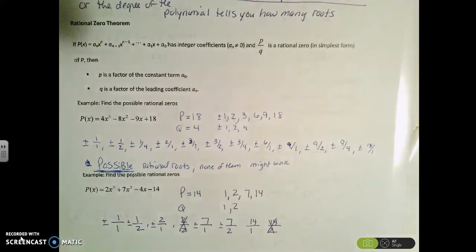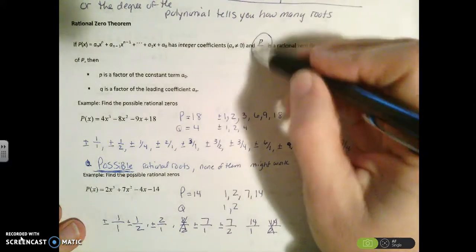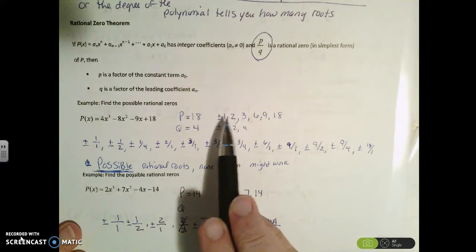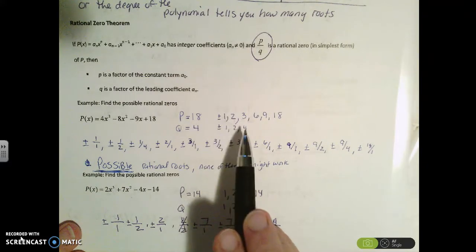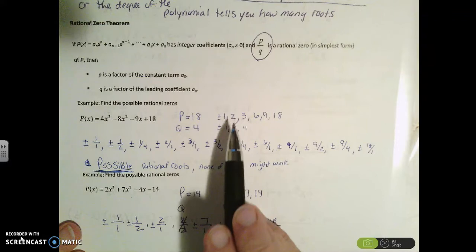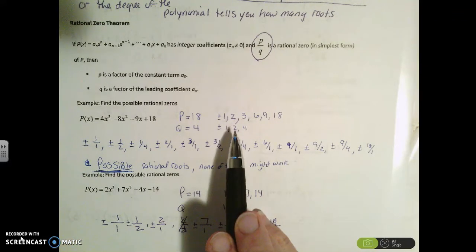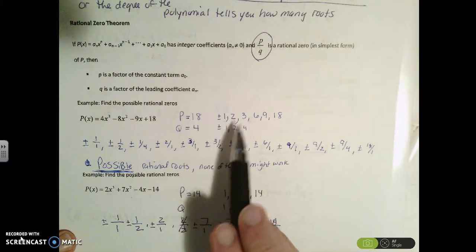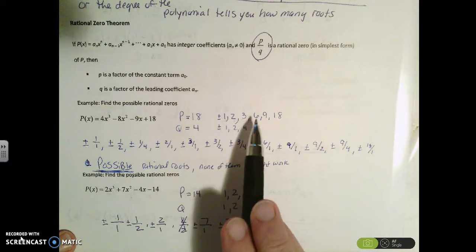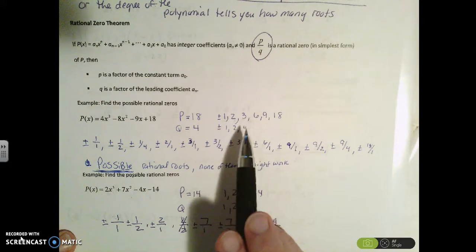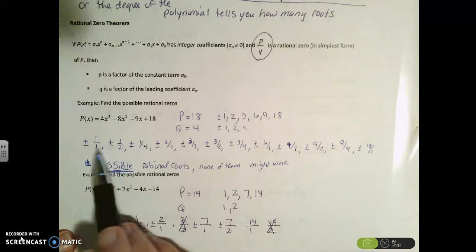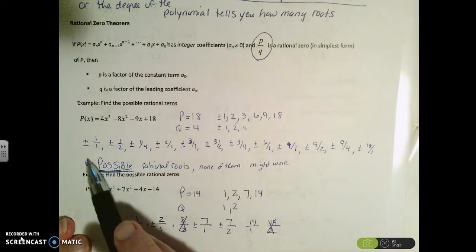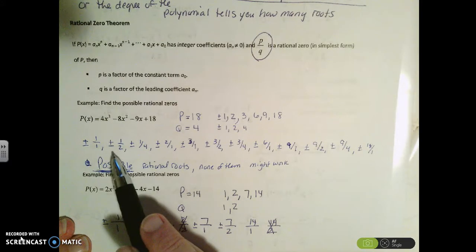Then you find all of the fractional representations of p over q. It could be 1 over 1, 1 over 2, 1 over 4. Then it could be 2 over 1, 2 over 2, but technically we've already done that one. 2 over 4, we've already done that one too. 3 over 1, 3 over 2, 3 over 4. 6 over 1, 6 over 2, 6 over 4, and then we keep going and we have all of these possible rational roots, positives and negatives. It could be +1 or -1. It could be +1/2 or -1/2.